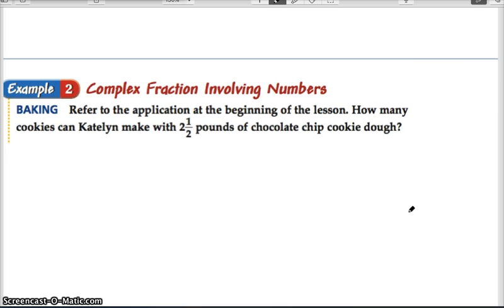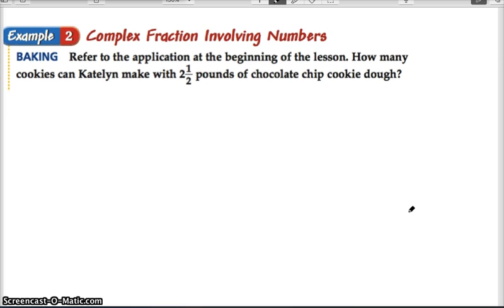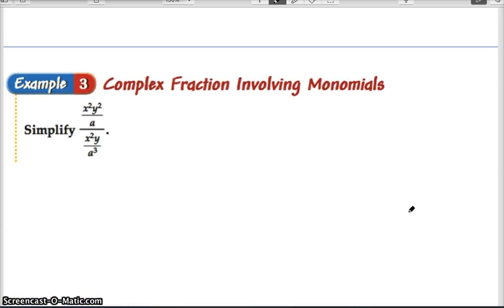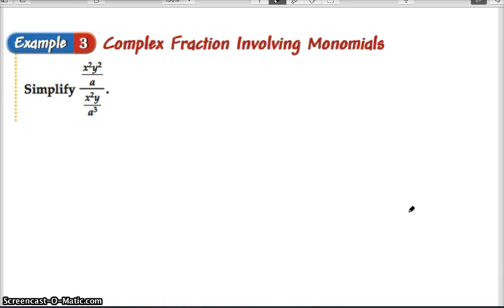Let's look at this next one. Actually, I'm going to skip this one because it has some information that I didn't copy, but let's look at this next one. Complex fractions involving monomials. This looks crazy, right? This looks really uncomfortable. I'm going to rewrite it because I think I copied it and it wasn't as clear.